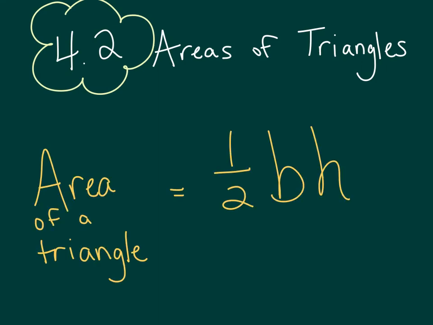In 4.2, as we're finding areas of triangles, the thing that we were working on in class to understand that all triangles are exactly half of a parallelogram helps us to remember that the formula for the area of a triangle is 1/2 times the base times the height.